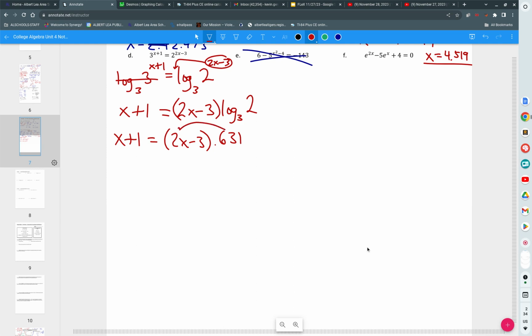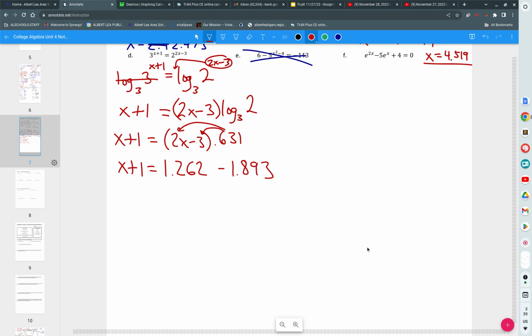I can now distribute the 0.631 to both, and I get x plus 1 is equal to 1.262x minus 1.893. Can people confirm that for me? Don't trust me over the calculator. Somebody said yeah, didn't they? I think Ty did. Somebody went, I heard it from over there.